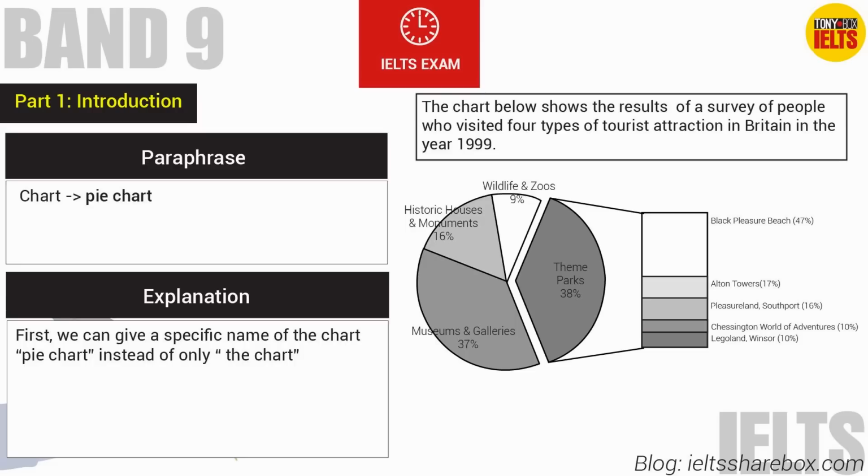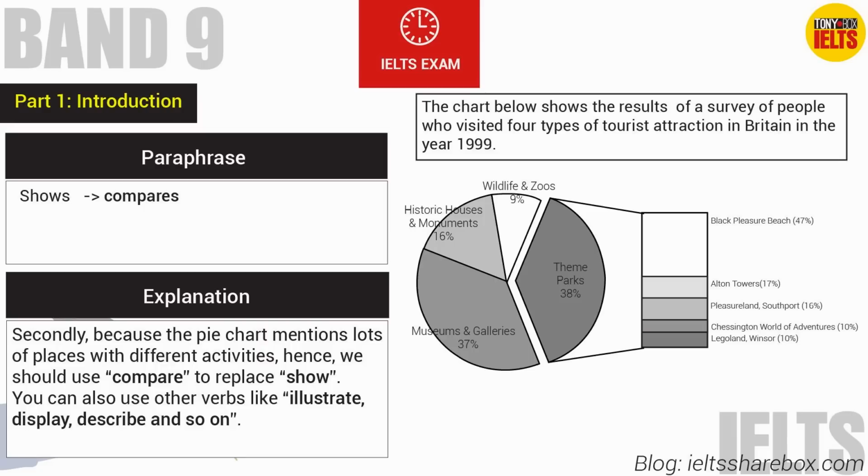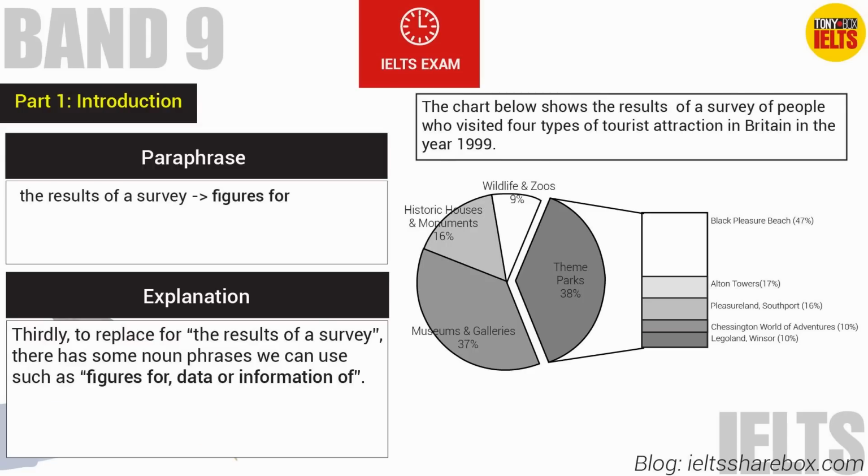First, we can give a specific name of the chart, pie chart, instead of only the chart. Secondly, because the pie chart mentions a lot of places with different activities, we should use compare to replace show. You can also use other verbs like illustrate, display, describe, and so on. Thirdly, to replace the results of a survey, there are some noun phrases we can use, such as figures for, data or information of.